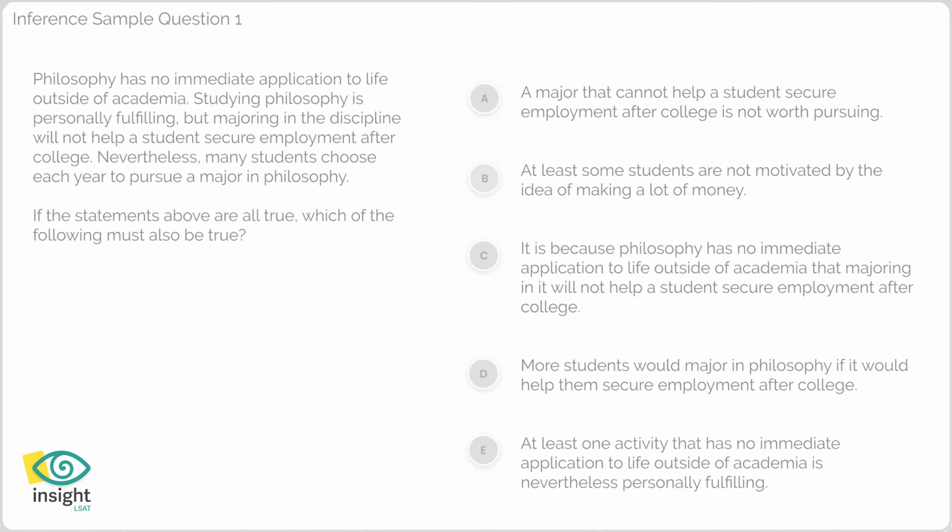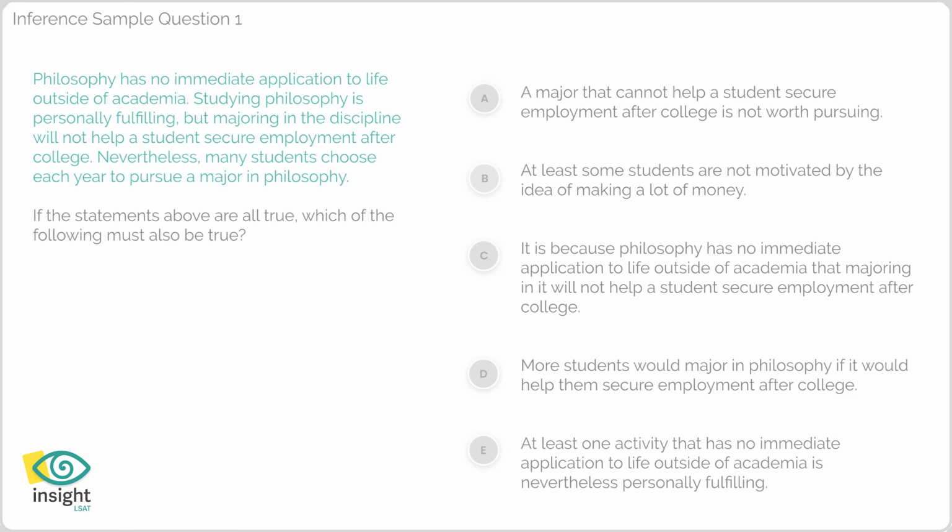And we're back. Now, I will walk you through this one, starting with the stem. If the statements above are all true, which one of the following must also be true? Okay, an inference question of the stronger variety. Our answer choice will have to be true if we grant that everything else in the passage is true as well. Okay, on to the passage then.